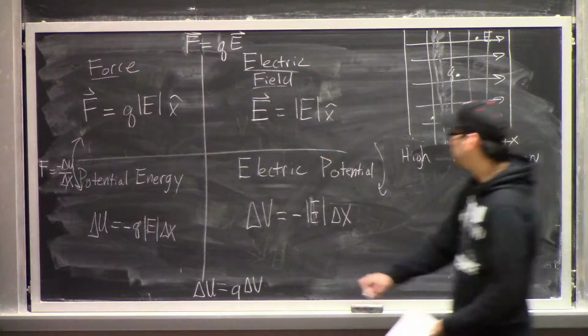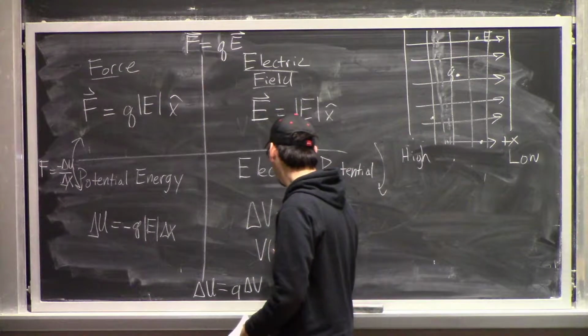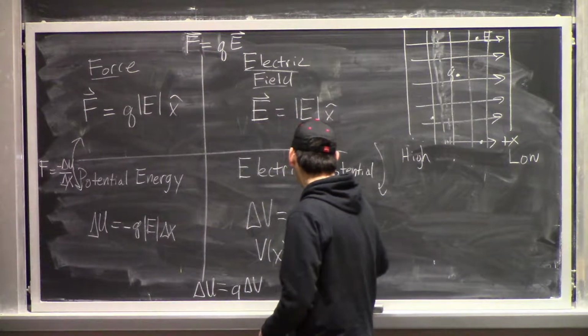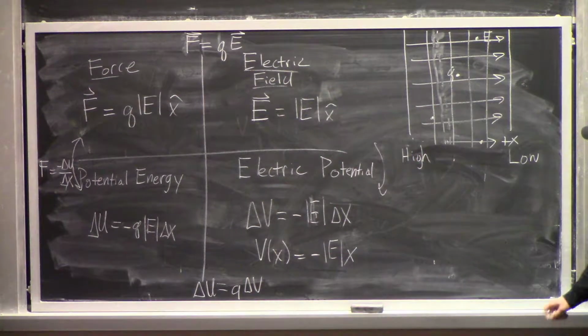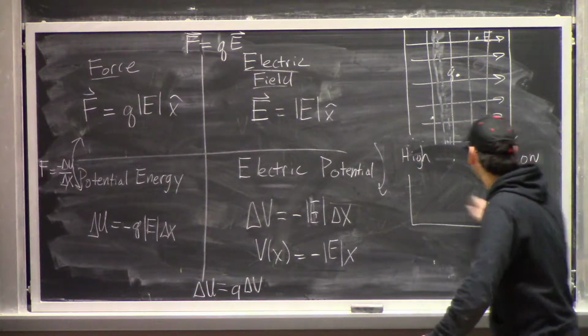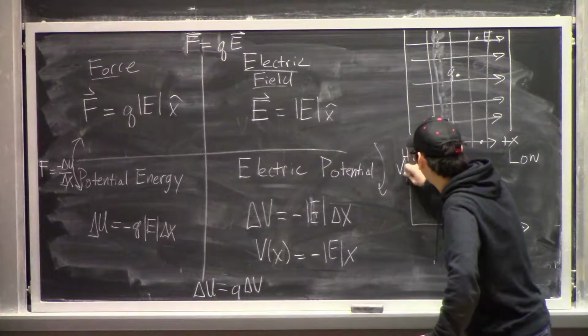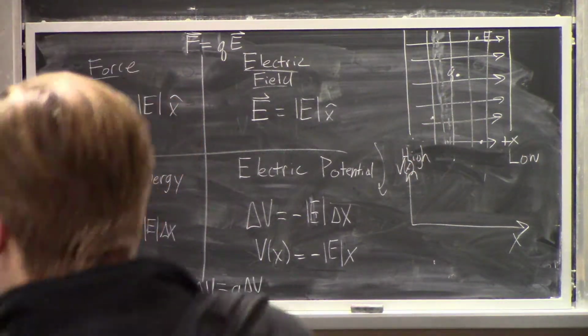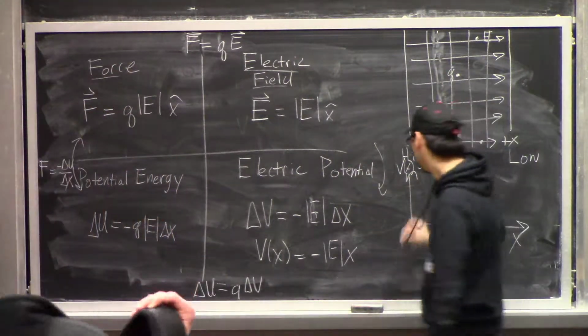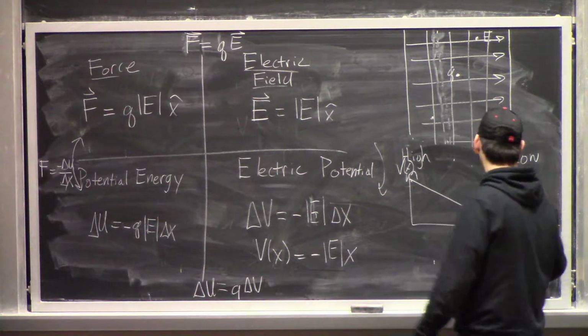Okay, so let's put these two things together and think about how we could plot delta V, right? So we could equivalently write this: V as a function of X is equal to minus the magnitude of E times X, right? What does this look like if I'm going to plot V as a function of X here? It's just going to be a line that goes down like this, right? So this is going to go down like this, right?